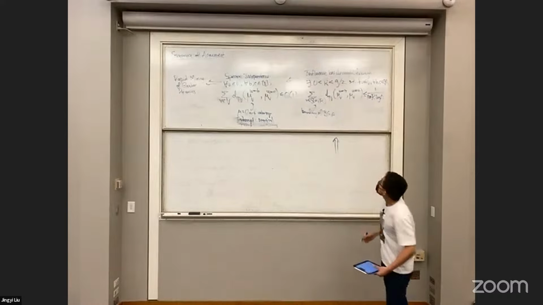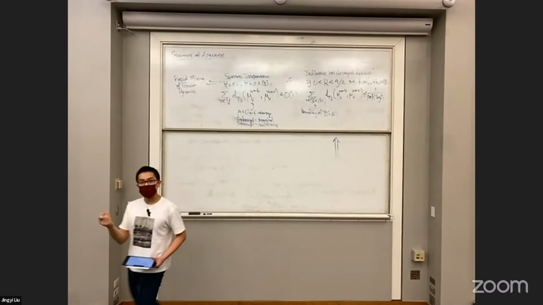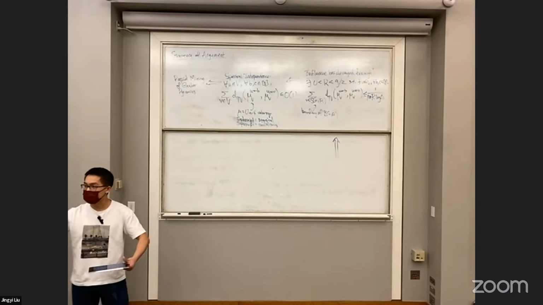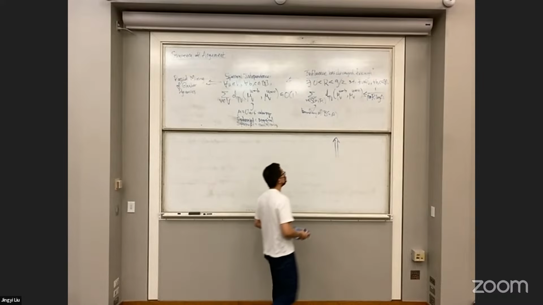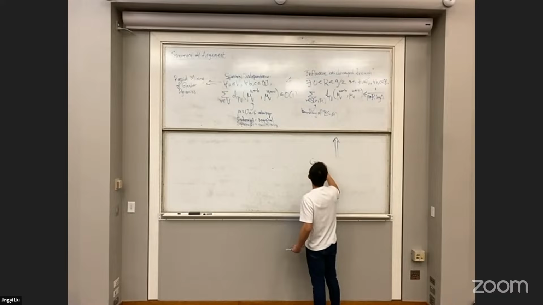And this will be implied by, now I'm looking at a ball of radius R around a vertex U, right? And locally it looks like a tree because I've assumed something about the girth, right? Now we reduce this further to correlation decay on trees.